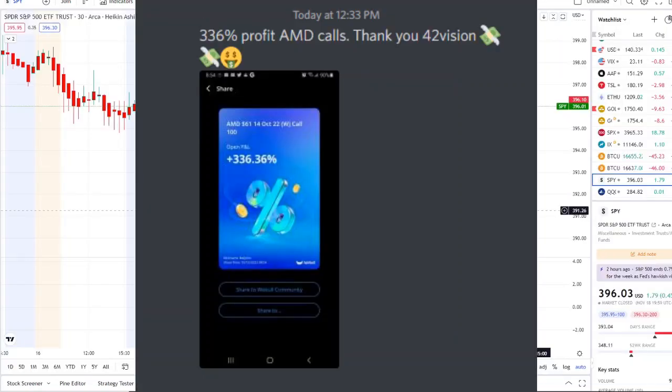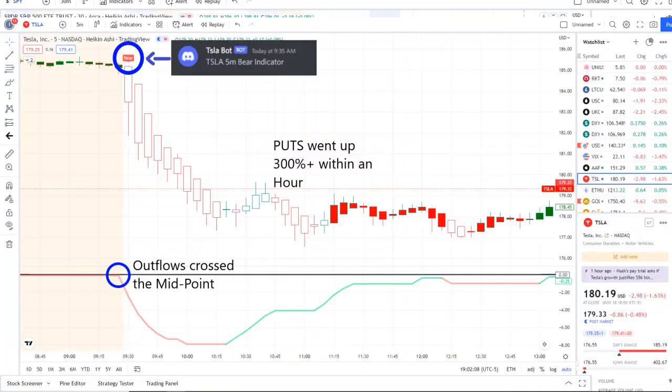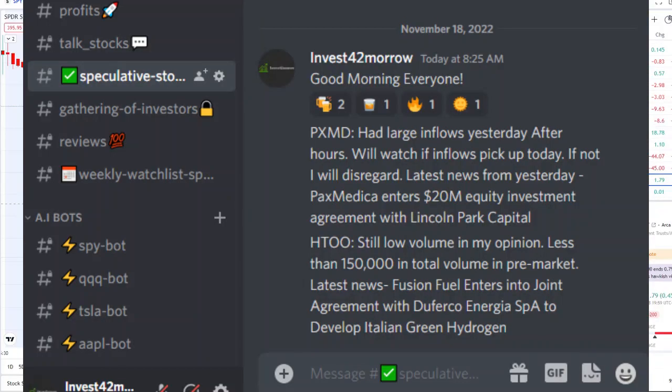So the first home run was from our Tesla bot. Our Tesla bot sent out a bear indicator at 9:35 a.m. And from that moment forward, the outflows continued to stay below the midpoint. They crossed to the downside, pure weakness on 42 vision, and put options went up 300% plus within an hour, guys. And our second home run was PXMD.